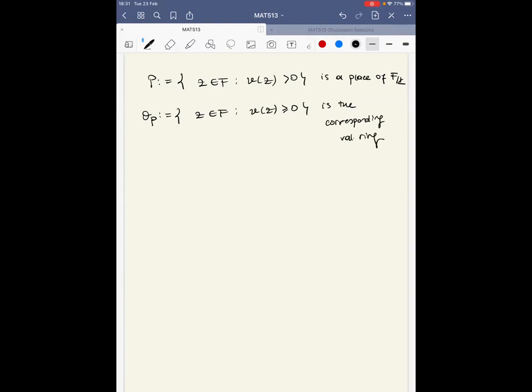And finally, we will also prove that every valuation ring O is a maximal proper subring of F. So that means if there is another valuation ring that contains O, this forces O prime to be equal to F.